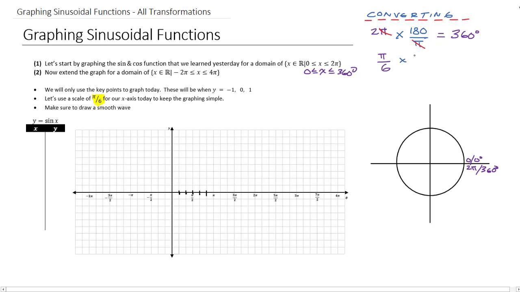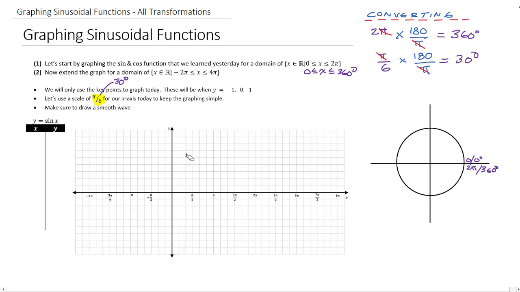Let's multiply that by 180 over pi. When we do that, the pi's cancel out. This is something you really want to know because you want to get comfortable working with radians and degrees. And what's 180 divided by 6? That's 30 degrees. So in other words, my scale, every square is worth 30 degrees. That's what I'm counting by, 30s.